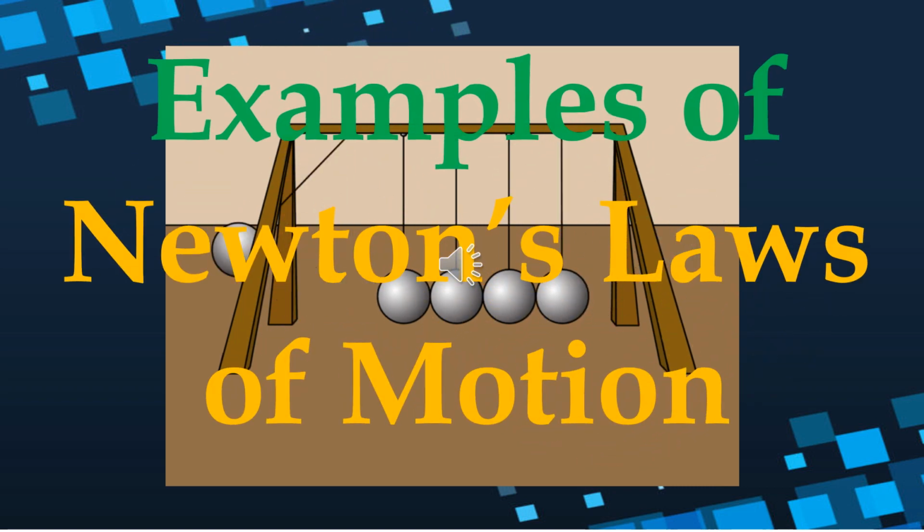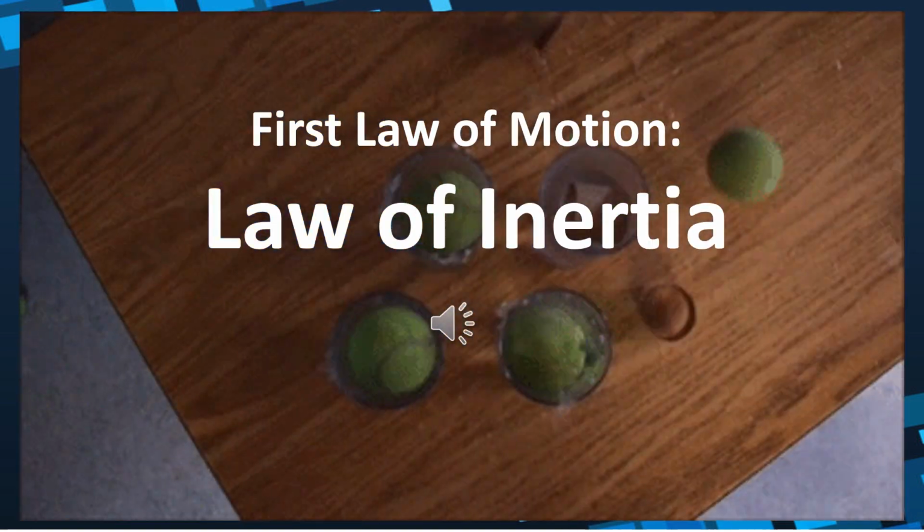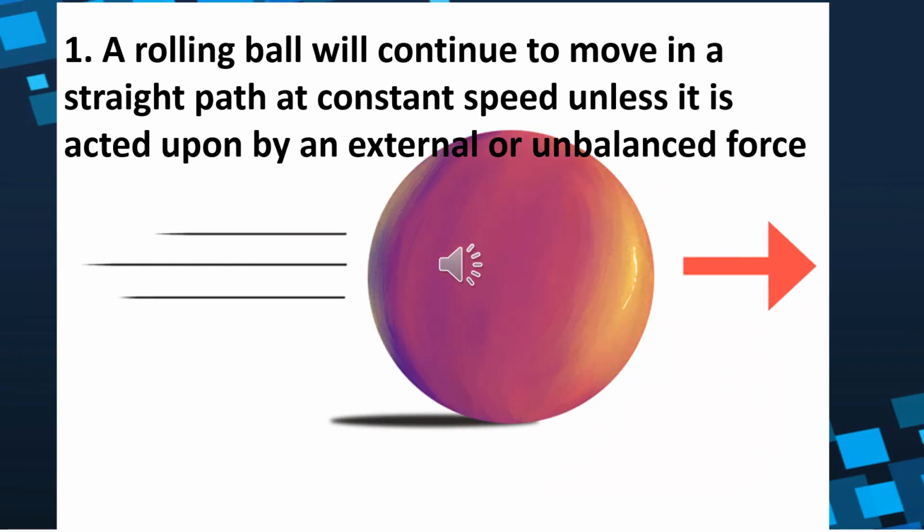Examples of Newton's laws of motion. First law of motion, law of inertia. 1. A rolling ball will continue to move in a straight path at constant speed unless it is acted upon by an external or unbalanced force.